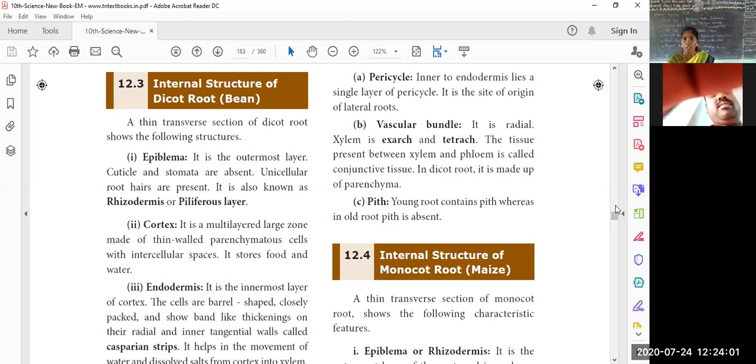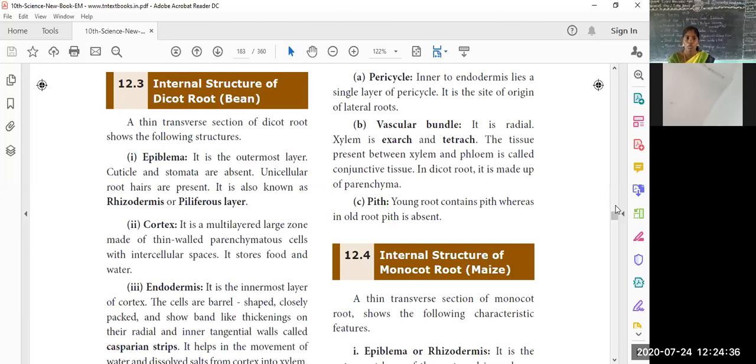Listen, it is the outermost layer. It does not have any cuticle or stomata. Cuticle is a waxy substance which contains lipids. Stomata is a minute pore which is helpful in the process of transpiration. These two things are absent in the epiblema. Unicellular root hairs are present. This epiblema layer is otherwise called rhizodermis or piliferous layer.